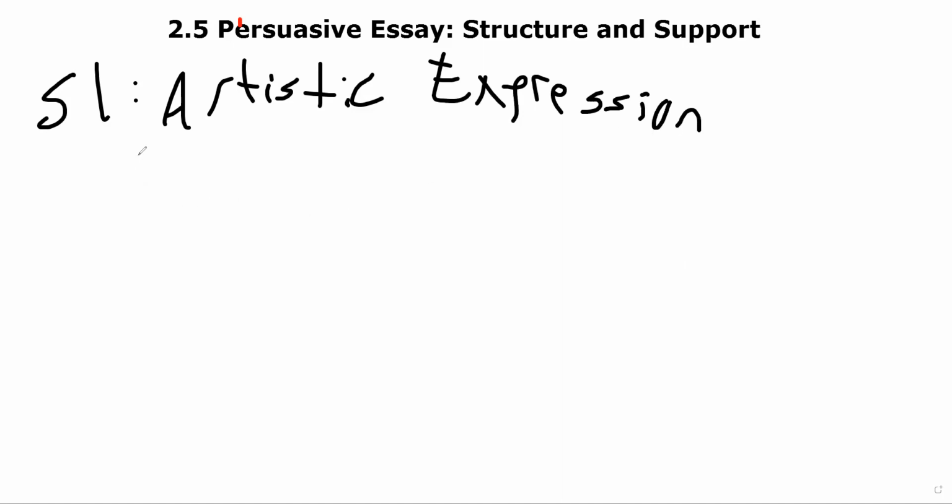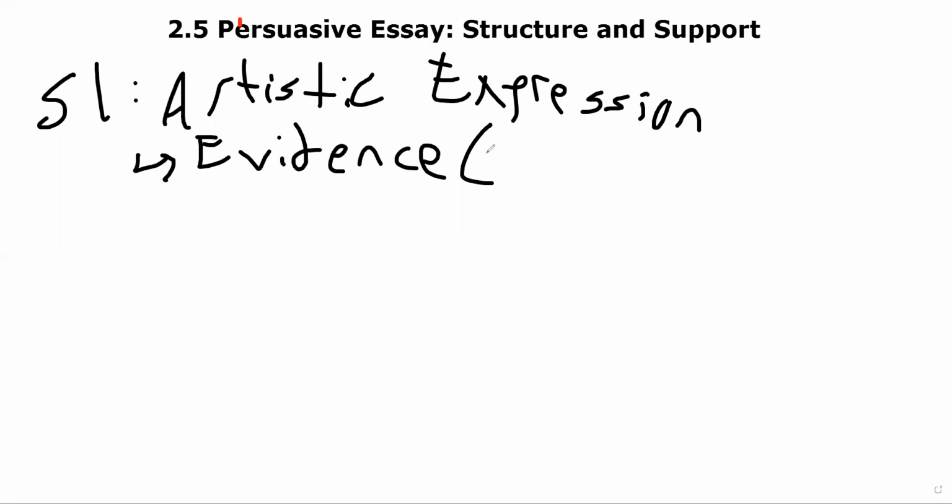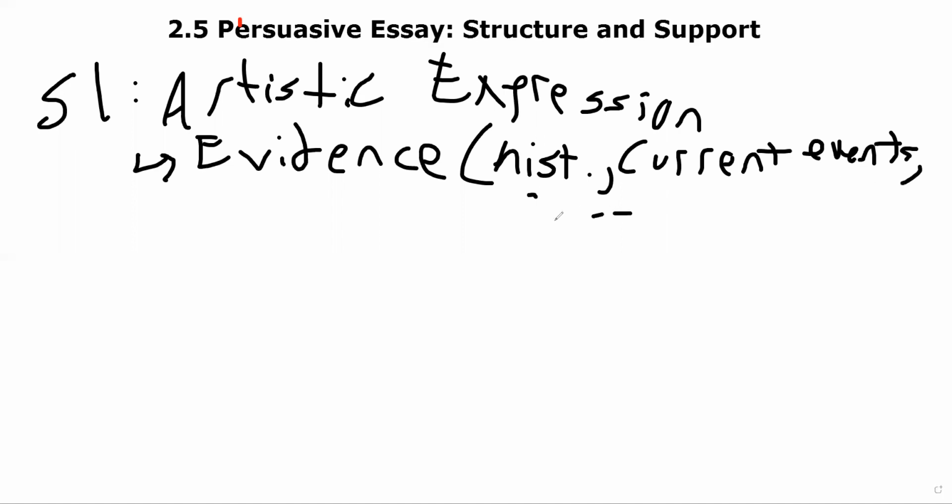We want to make sure that we include some kind of evidence for this. And so we can use historical evidence, current events, literature, etc., to support this. So we want to think about something that promotes the value of artistic expression in our society.